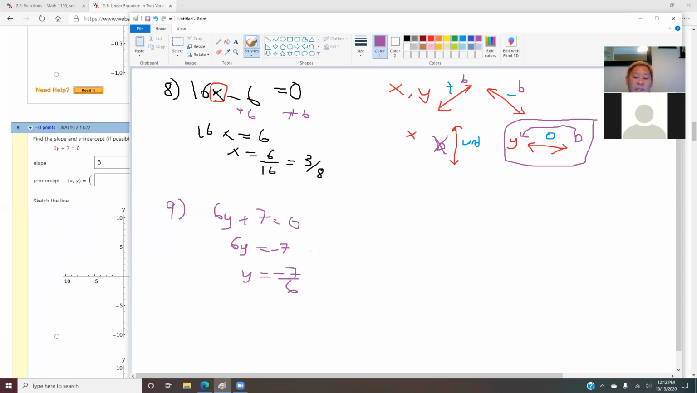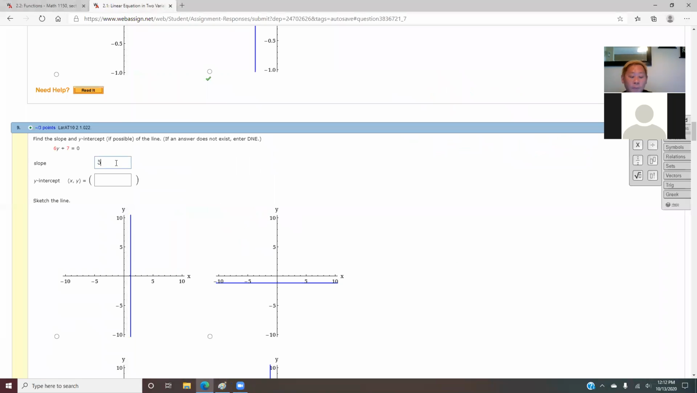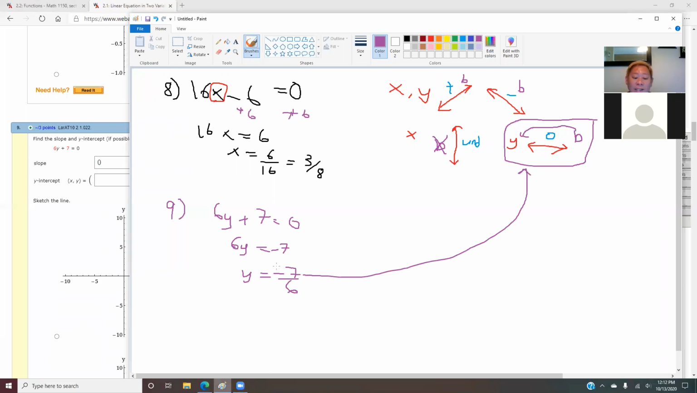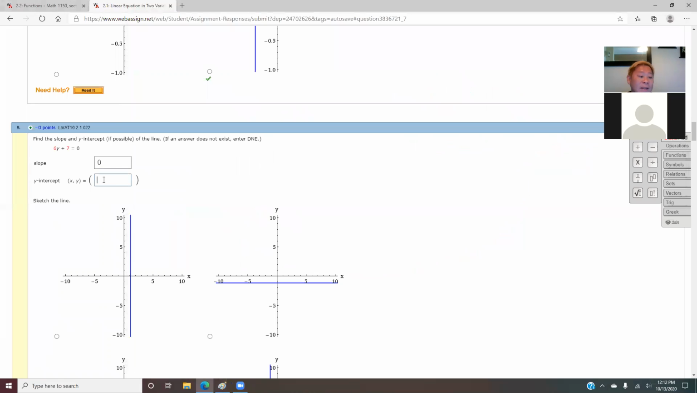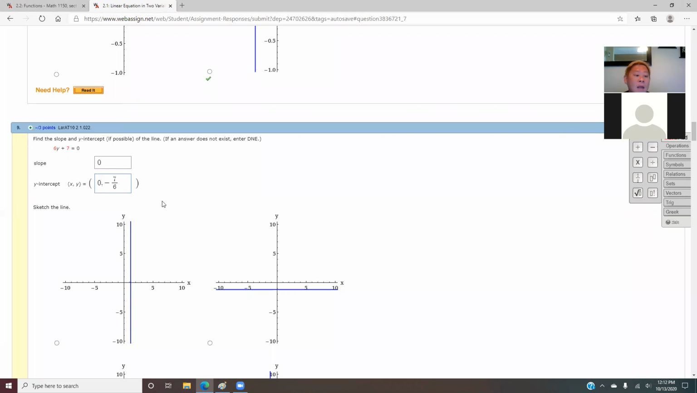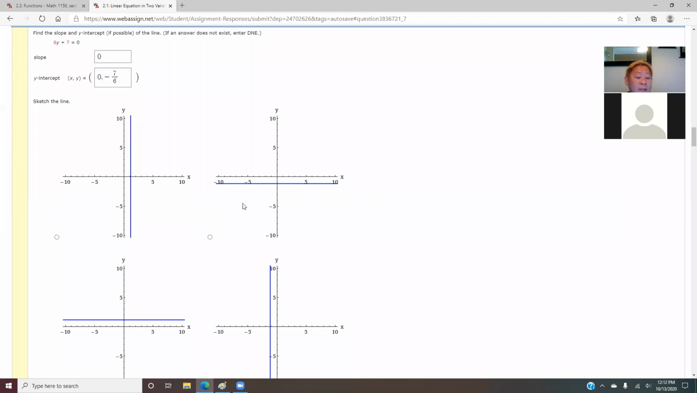In this case, since this is the same as the kind of graph that I mentioned, your slope will be 0. Your y-intercept will be the same as your y value. So in this case, it's -7 over 6. So it will be 0, -7 over 6. And then the line is a horizontal line at negative -7 over 6, which is -1 point something. So it's a horizontal line.